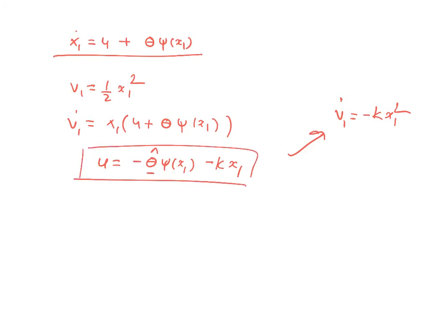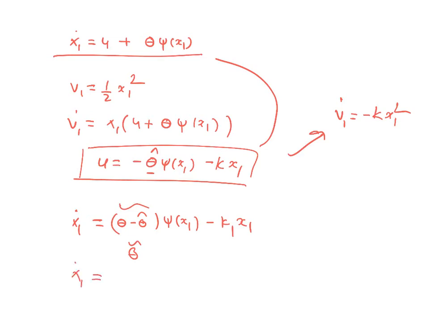So what you can do is, you can say x1 dot equals, just plug it in here. So when you plug this in here, it is theta minus theta hat, right? Phi of x1 and minus k1 x1. Okay, so that's my x1 dot. And this is theta bar, right? So x1 dot equals theta bar phi of x1 minus k1 x1.